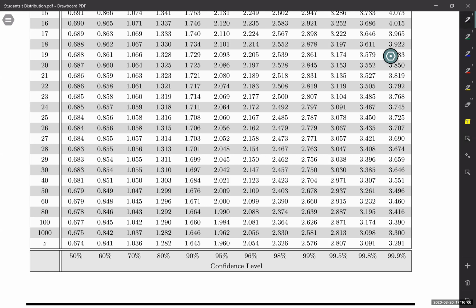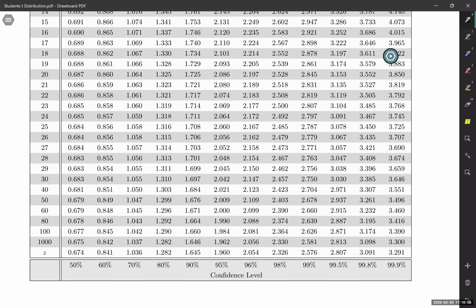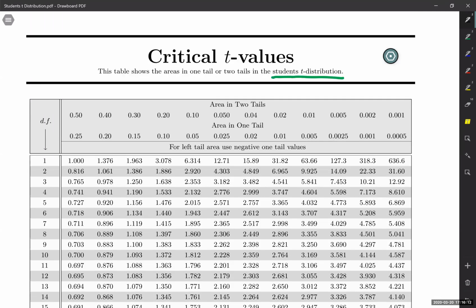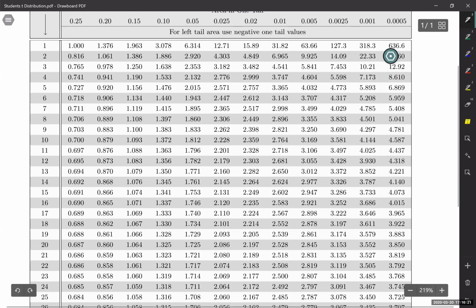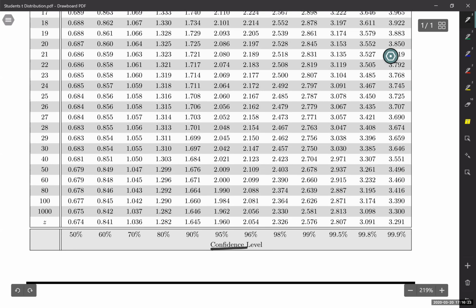That's for another day. But at the top, we had area in one tail, area in two tails. We weren't even talking about that. That is not for what we're using right now, so I'm going to ignore that heading. And I don't know if you noticed when we were down here, but there was a kind of opposite heading at the bottom that says confidence level.